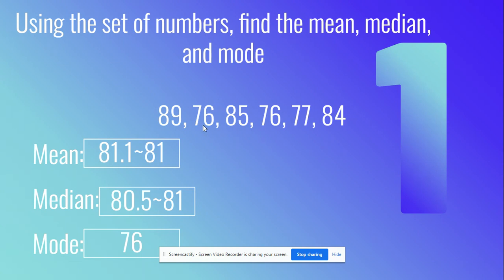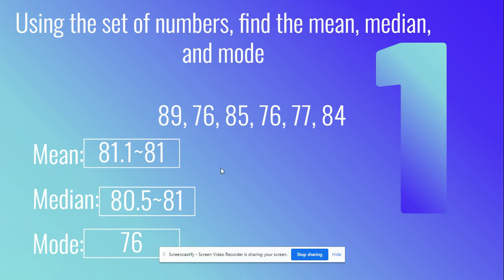So the mean is when you add up all of the numbers and then you divide them by however many numbers there were. So we happen to have 6: 1, 2, 3, 4, 5, 6. And if you add all of those numbers up there and divide them by 6, you get 81.1. And if we're going to round to the nearest whole number, then the 1 would just make the 1 stay the same. So we would round it to 81.